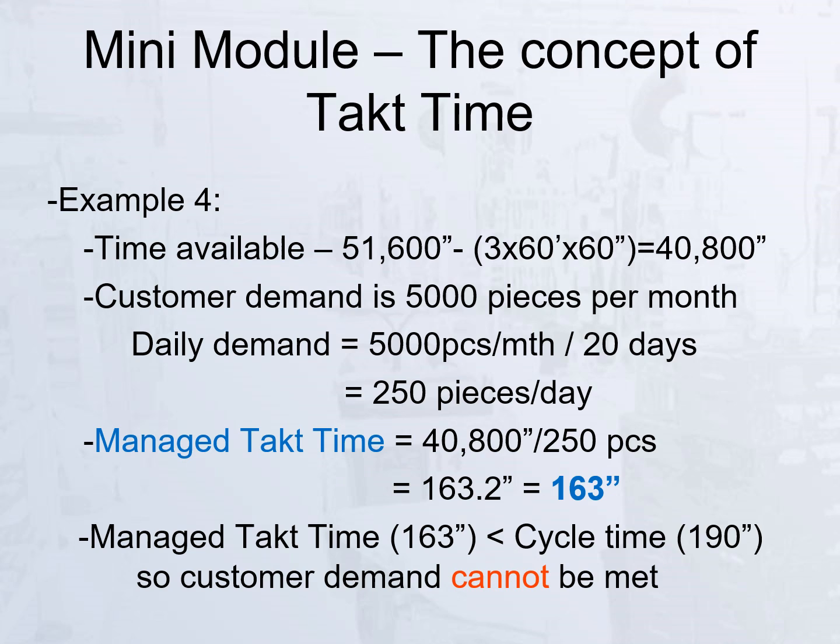So our managed tack time of 163 seconds is less than cycle time of 190 seconds, so customer demand cannot be met. So from the two examples, example 3 and example 4, the only difference was we changed our number of changeovers we're doing per day. Example 3, we were doing 1 changeover per day. Example 4, we're doing 3 changeovers per day.